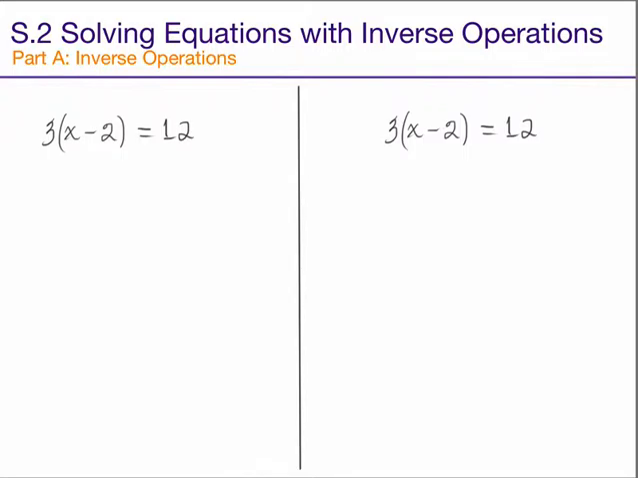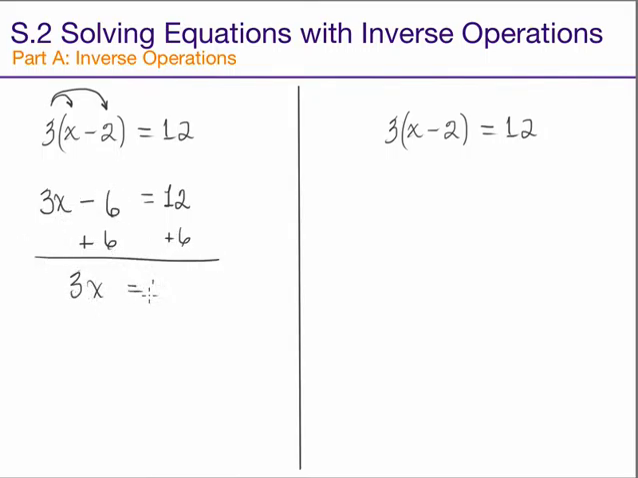Here's the same equation twice. 3 times x minus 2 equals 12. We've solved equations like this before using distribution. Let's do that on this side. 3 times x gives me 3x, minus 3 times 2 gives me 6, and that's all equal to 12. Now, add 6 to both sides, and I have 3x equals 18. Finally, divide both sides by 3, and I get x equals 6.